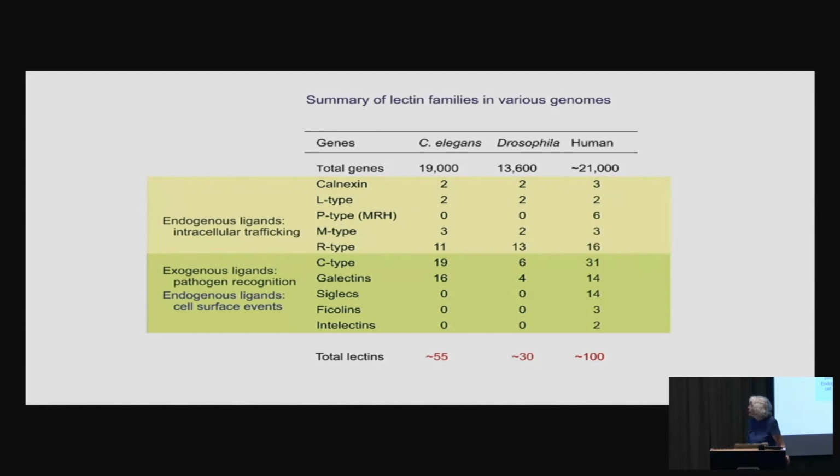C-type lectins are found in C. elegans and Drosophila, but what's interesting is that these are different C-type lectins to the ones that are found in mammals. There are no orthologs between C. elegans, Drosophila, and humans. Siglecs are vertebrate specific. And one thing is that these model organisms, C. elegans and Drosophila, are really not useful for studying the functions of some of these major types of lectins.